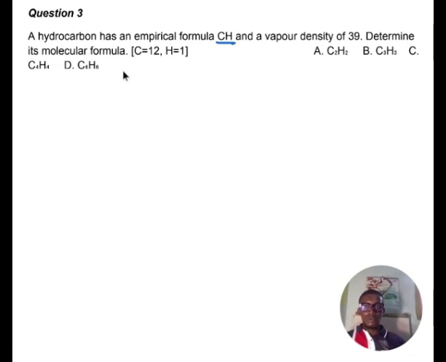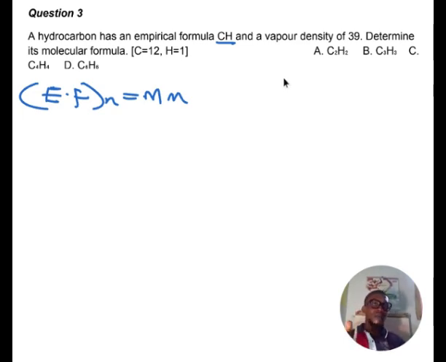So to get the molecular formula, remember the equation I gave you, I said the empirical formula EF in brackets N is equal to the molar mass. But in this question, we're not given the molar mass, but we're given the vapor density. Now, there's a relationship between molar mass and vapor density. I talked about it in one of our videos in this series, where we talked about calculation of molar mass, relative molecular mass. Now, the relationship between them is that the molar mass is equal to 2 times the vapor density. So the vapor density you are given, you must just multiply it by 2.